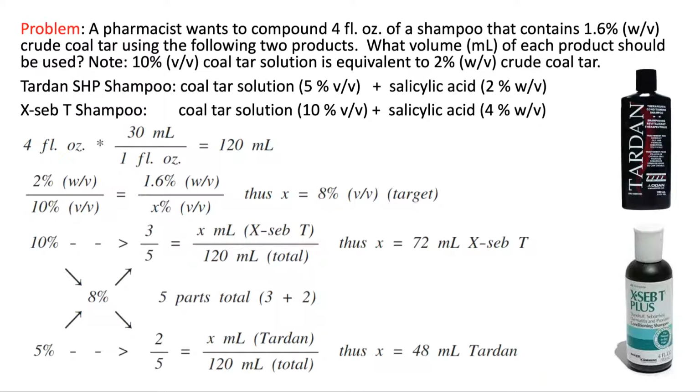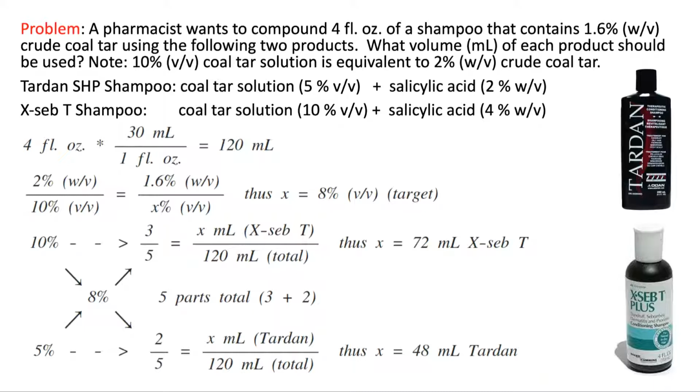So let's set up our alligation. So the shampoo with the high concentration had 10%. So I'm going to put 10% on the top left, and directly below that and down a ways, I put my lower concentration, which was my 5%. And then in the middle to the right, I set my target concentration, which was 8%.